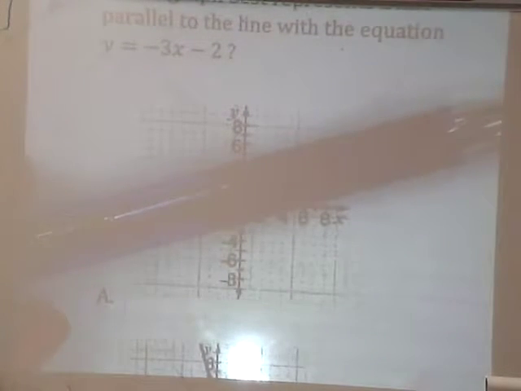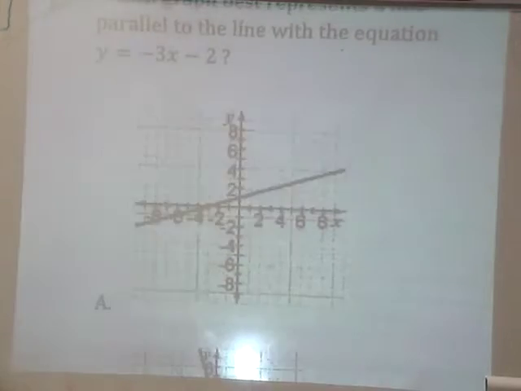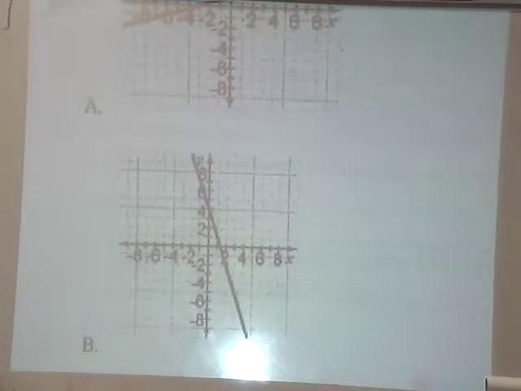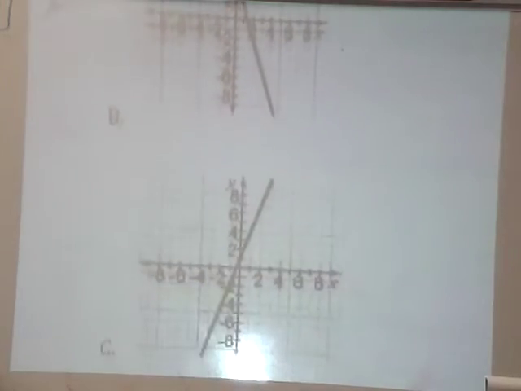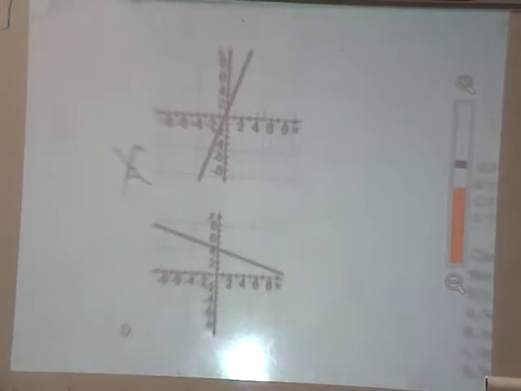Is that a positive or negative slope? It's going up from left to right. If you look from left to right, it's going up, right? So that'll be positive. So it can't be that one. That was negative. That was positive. It can't be that one. And then the last one is also negative, right? So let's look at B and D.